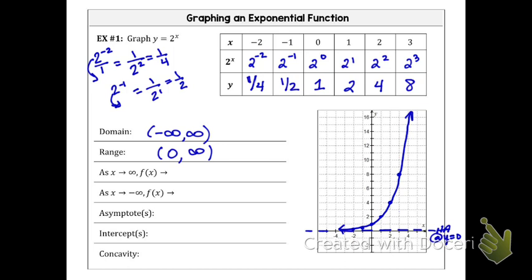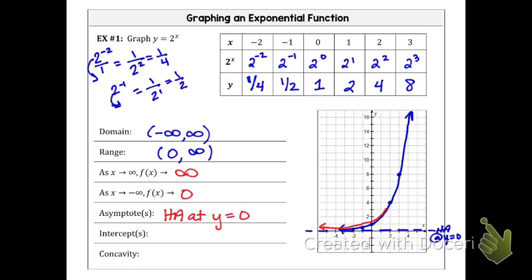Then, as x goes to positive infinity, what is happening to f of x? So as our x goes to the right towards positive infinity here, what's happening to these y values? They're going up as well. They're going up to infinity. All right, so we got infinity there. Then as x goes towards negative infinity, this direction, what's happening to those y values? They're going towards that horizontal asymptote, which is at 0. All right, we said we had a horizontal asymptote at y equals 0.